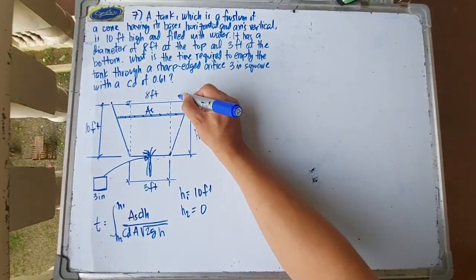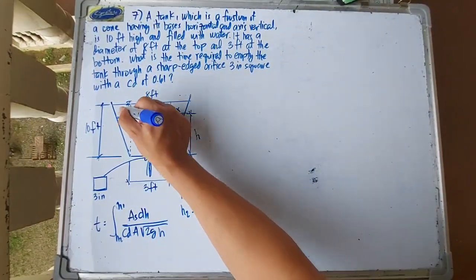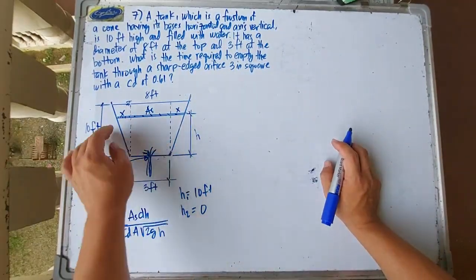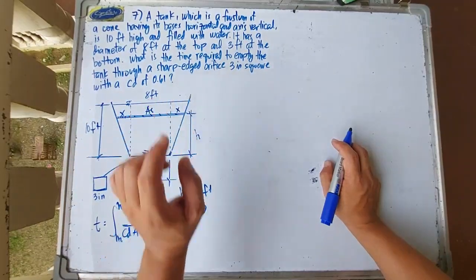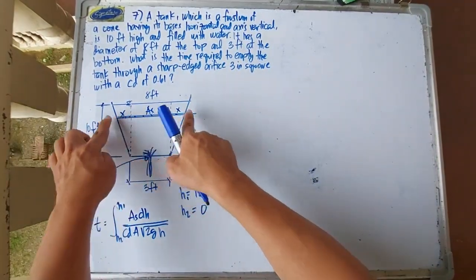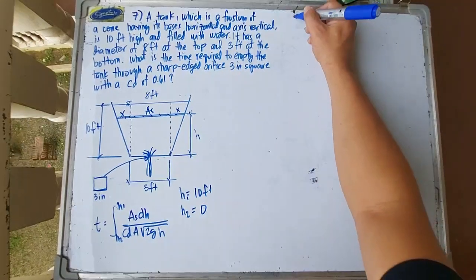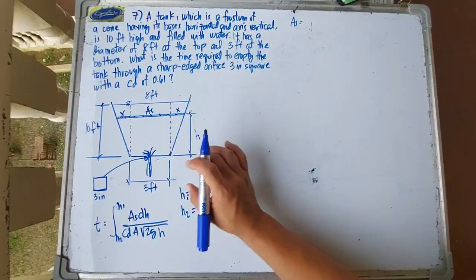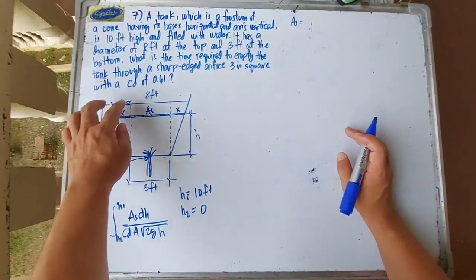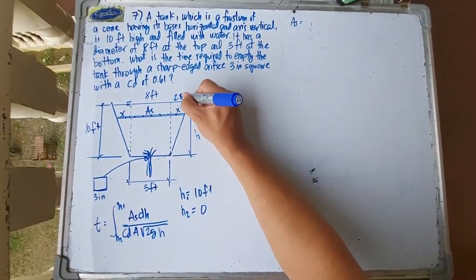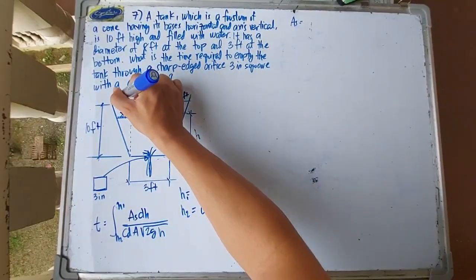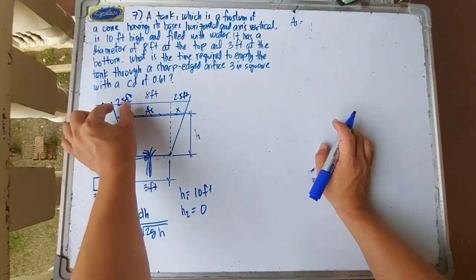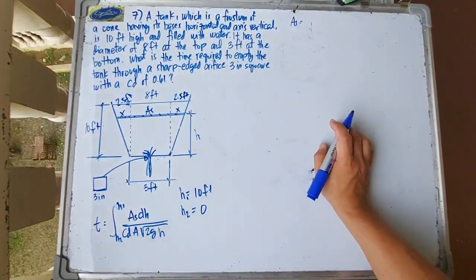Let's say this is x. Since this is x, that means this is also x. And As is the whole strip. Now the diameters are 3 feet and 8 feet, so this distance is 8 feet minus 3, divided by 2. So this distance is 2.5 feet.